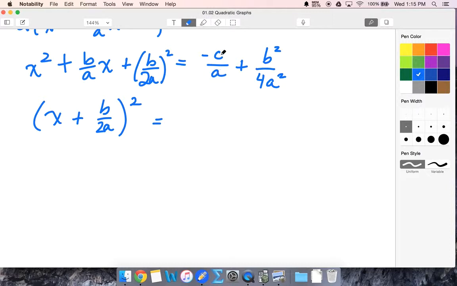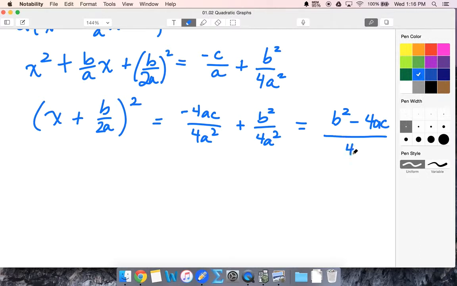So I need to multiply top and bottom here by 4a. So negative 4ac over 4a squared. Now it's looking really similar. If I have my common denominator, and I'm going to put my positive term first, b squared minus 4ac all over 4a squared. So now solve this.